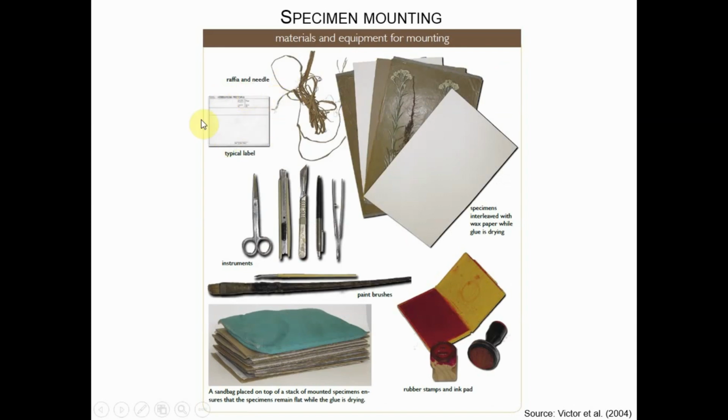Here you can see the unpopulated label, and that is then typed from the database, and various instruments are used to mount the specimens, and each herbarium also has a unique stamp that they place onto the specimen, and then the database also produces a unique barcode for each specimen to identify it.